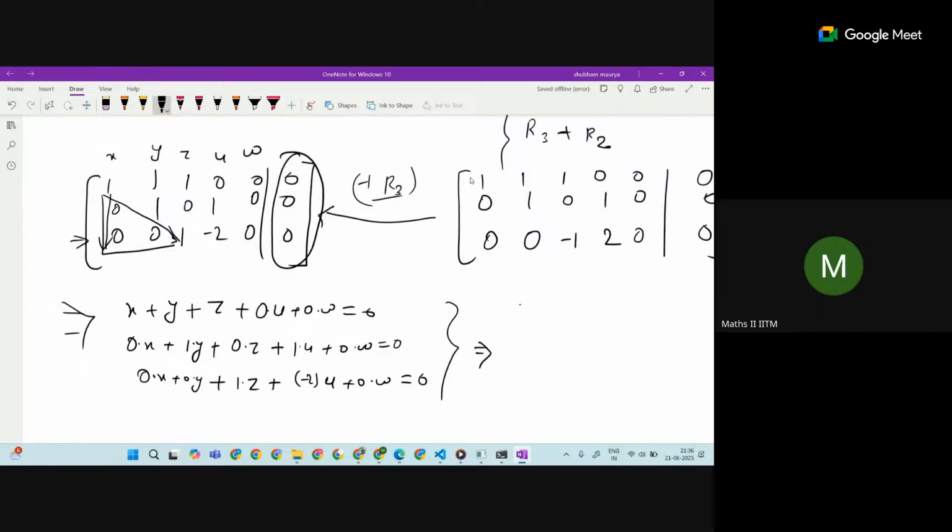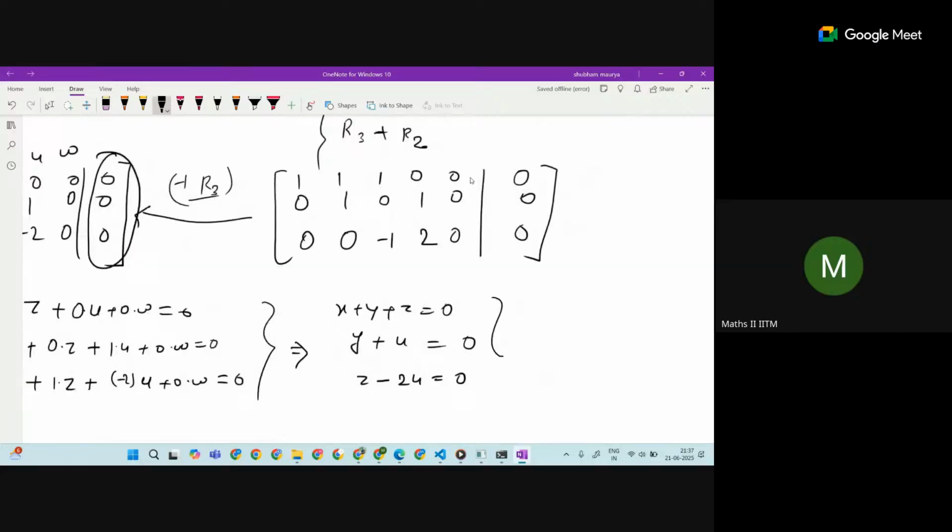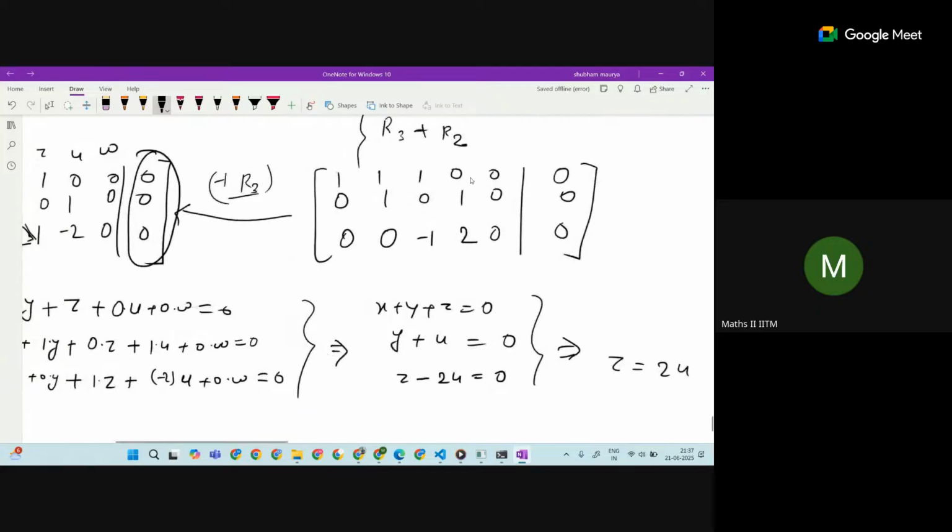And in the more simplified way, you can say x plus y plus z is equal to 0, y plus u is equal to 0, and z minus 2u is equal to 0. This is what you will get. So this tells you now you can send the right side, so you will get z is equal to 2u. And it tells you a kind of independency also.